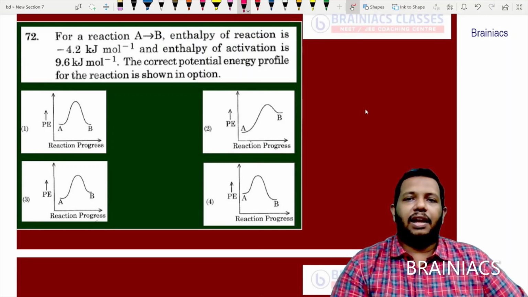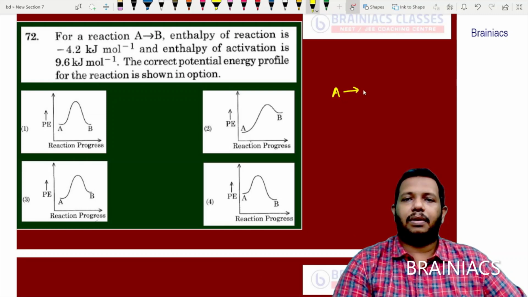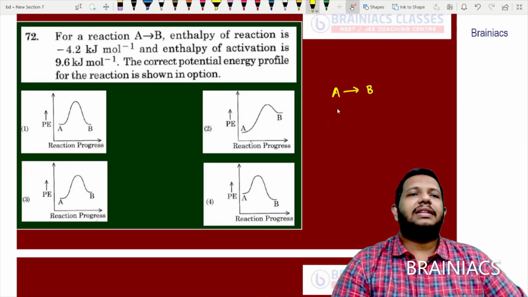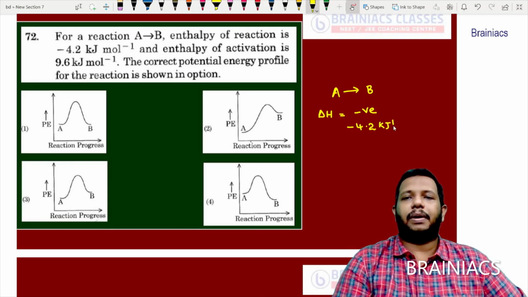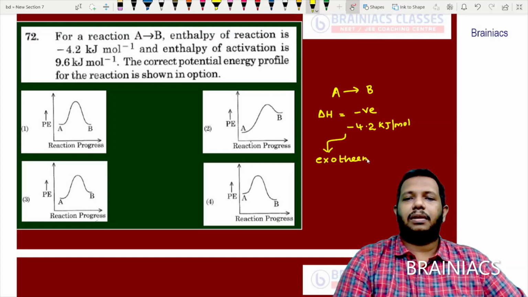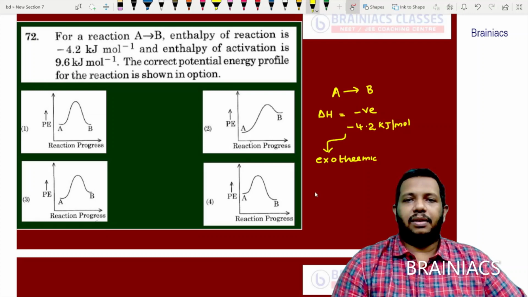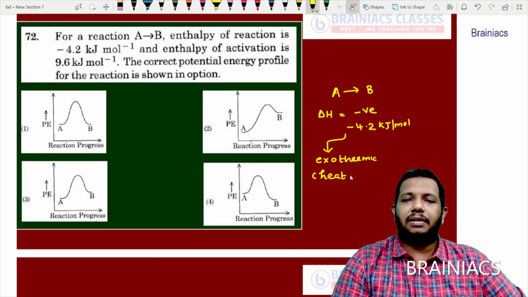For a reaction A to B, they are telling the enthalpy of the reaction, delta H, they are giving it as negative. That is minus 4.2 kilojoule per mole. If it is negative, I can easily understand it is an exothermic reaction. So delta H is negative. We know that if it is an exothermic reaction, heat will be liberated during the reaction.